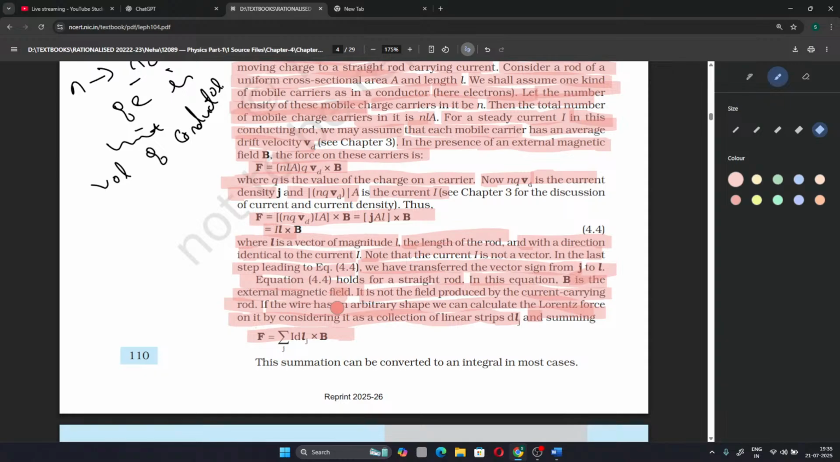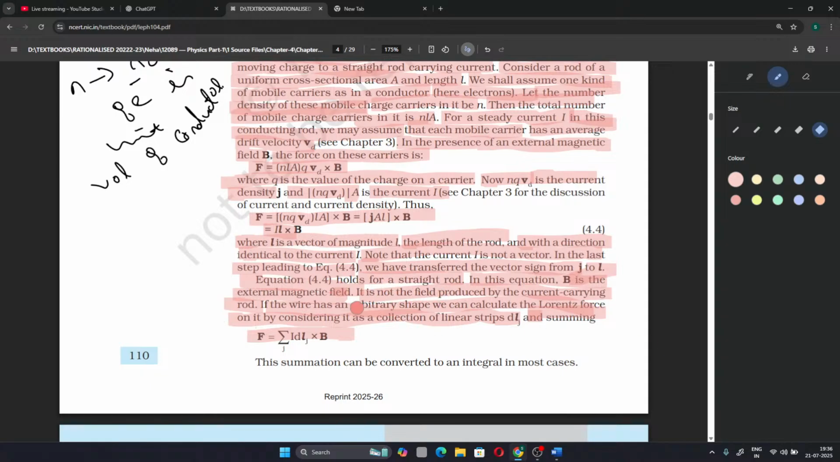We are only considering when a current carrying conductor is in the presence of an external magnetic field, then the force experienced by that conductor is I L B, where L is a vector and B is a vector, and we can write it as I L B sine theta. Theta is the angle between the magnetic field and the length vector.